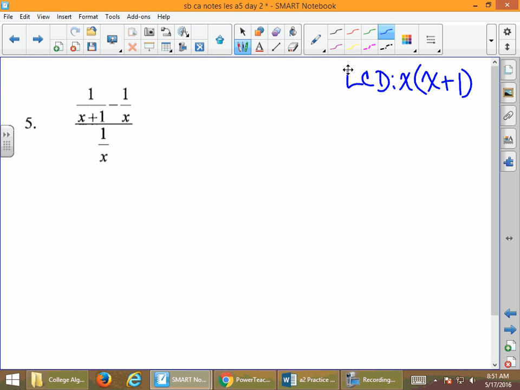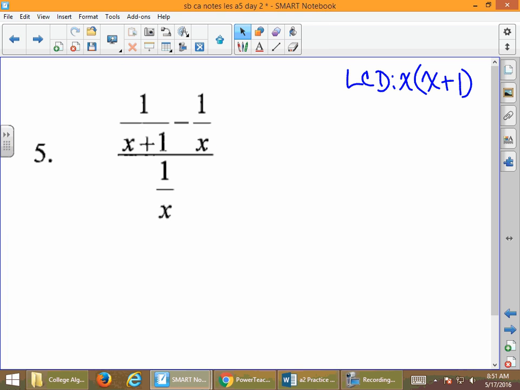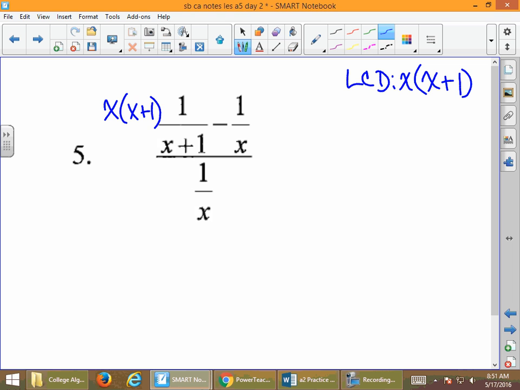So I'm not even going to multiply it out. By the way, I do want to show you how I work these out, to maybe save you a little bit of time. Once I determine what the LCD is, I write right here x times x plus 1. And I write x times x plus 1. And I write x times x plus 1.